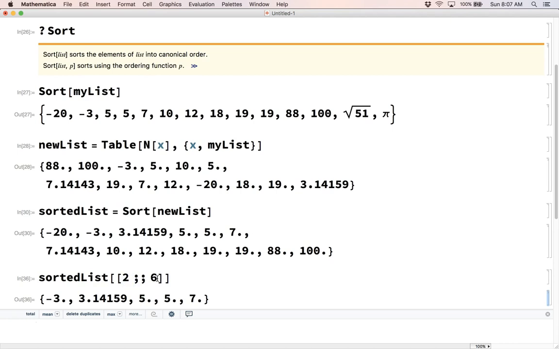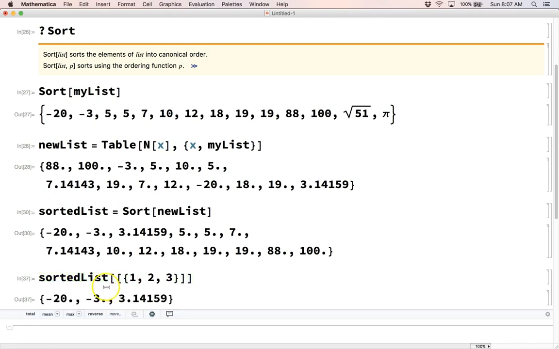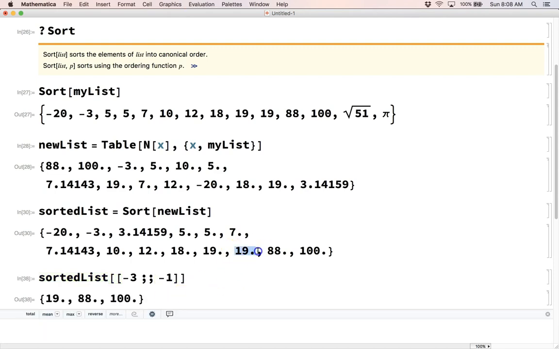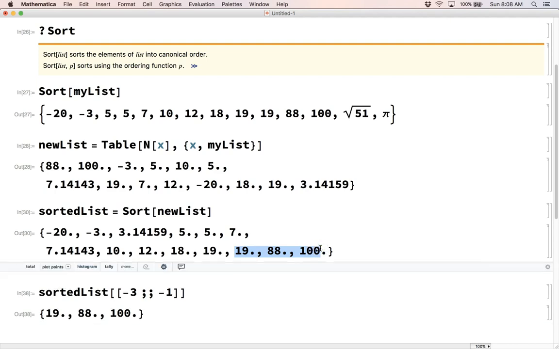If I had wanted to, I could have also gotten the first 3 entries by hand by putting as the input to these double square brackets this little list, 1, 2, 3. And there's the list of the first entry, the second entry, the third entry. What if I want to get the 3 biggest entries in the list? Well, that's not quite as obvious how to do it. I use negative. So -3;;-1. And that gives me the 3 biggest entries in this sorted list.